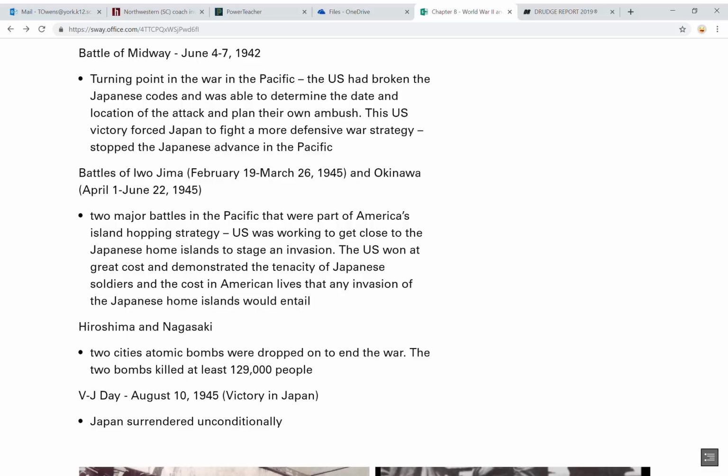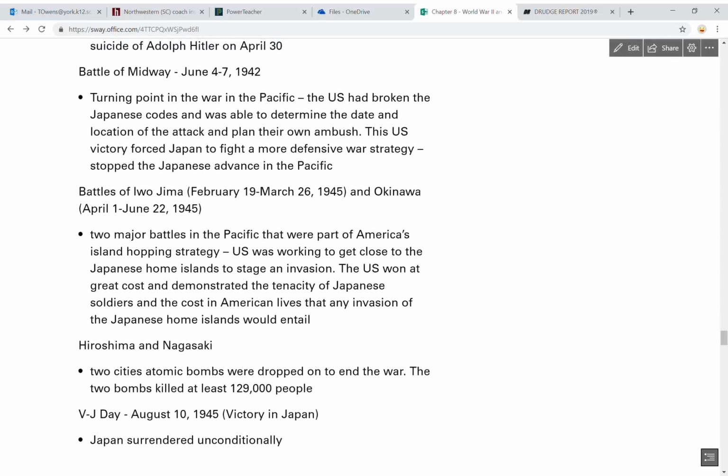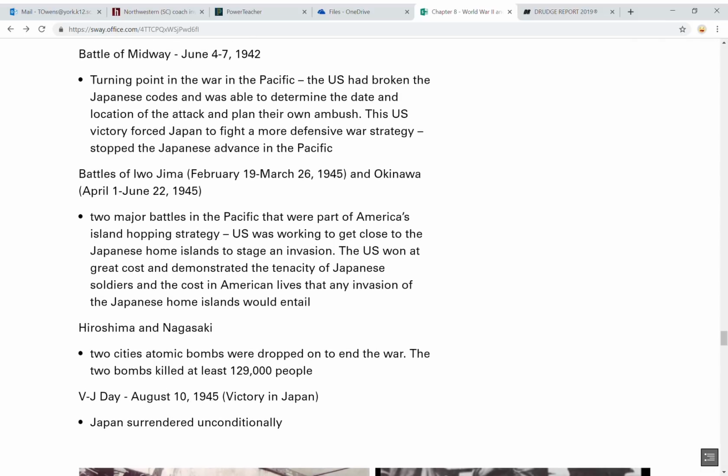This U.S. victory is going to force Japan to fight a more defensive war strategy. They're not going to be on the offensive anymore. This is going to stop their advance in the Pacific, and they're pretty much going to be on constant retreat at this point. We'll also say that we did major damage to them at Midway, to the point where they could not recoup their losses. Losses not just of men, but also of ships. I believe we sank 2 aircraft carriers, which is pretty significant, and I think we damaged 1 or 2 more. So we did significant damage to them here.